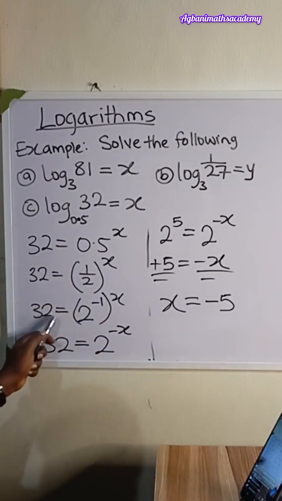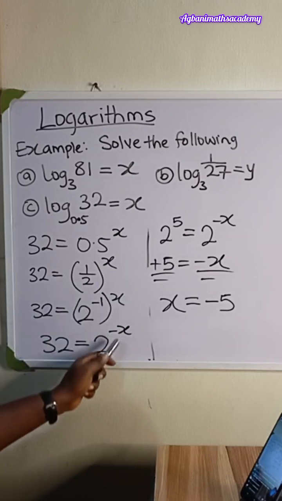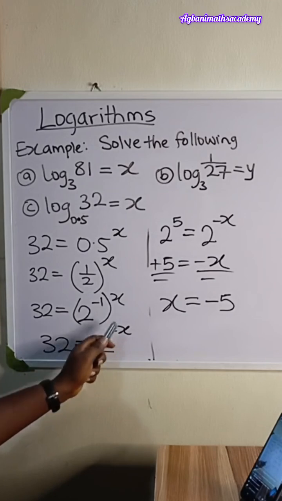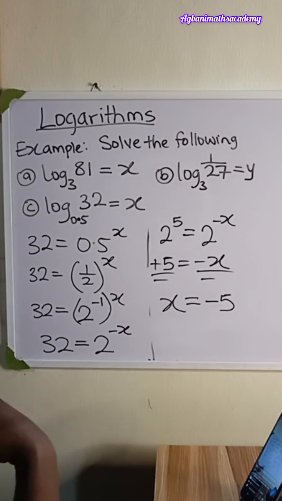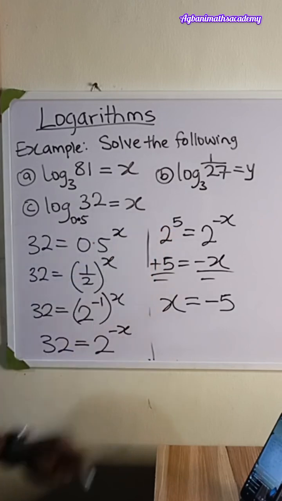So we now have 32 is equal to 2 to the power of minus 1 times x. Minus 1 times x gave us minus x. We have 32 is equal to 2 to the power of minus x. So we now converted 32 to an index form. And to get 32, we need to multiply 2 five times. So 32 is the same thing as 2 to the power of 5.